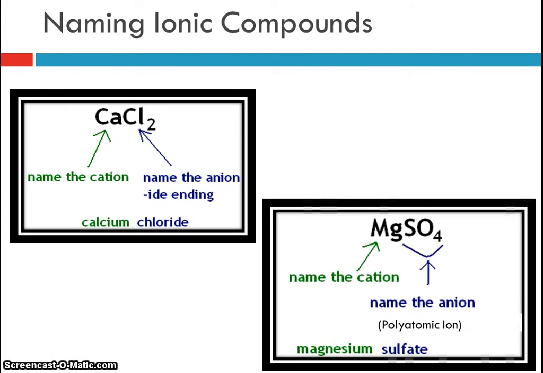So another example, we'll use Mg, which we name the cation, which will be magnesium. Then we name the ion, which in this case is a polyatomic ion. And the polyatomic ion name for SO4 is sulfate. So the name is magnesium sulfate.